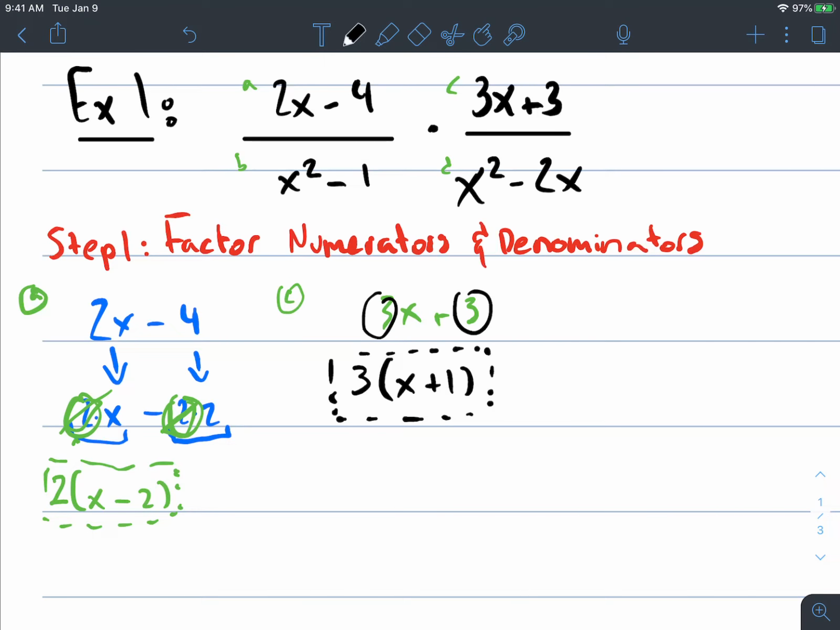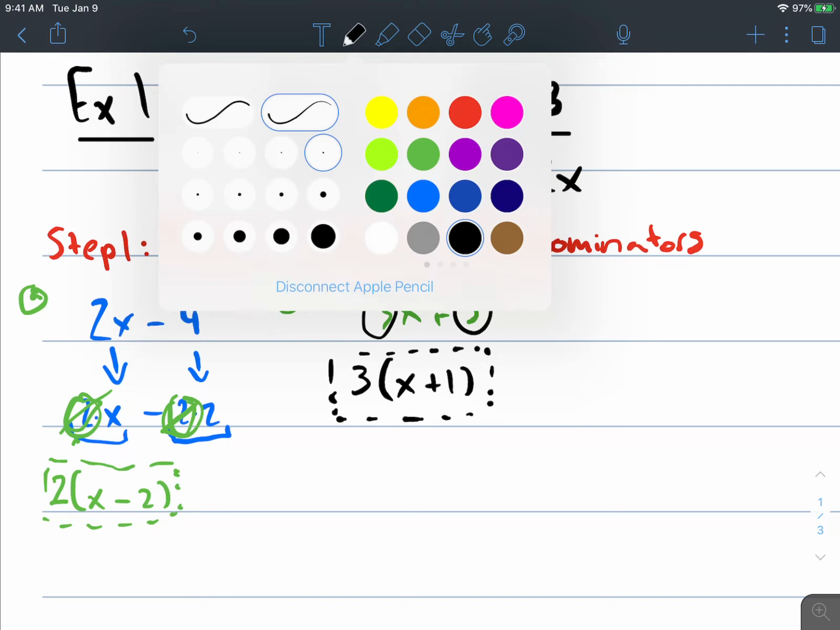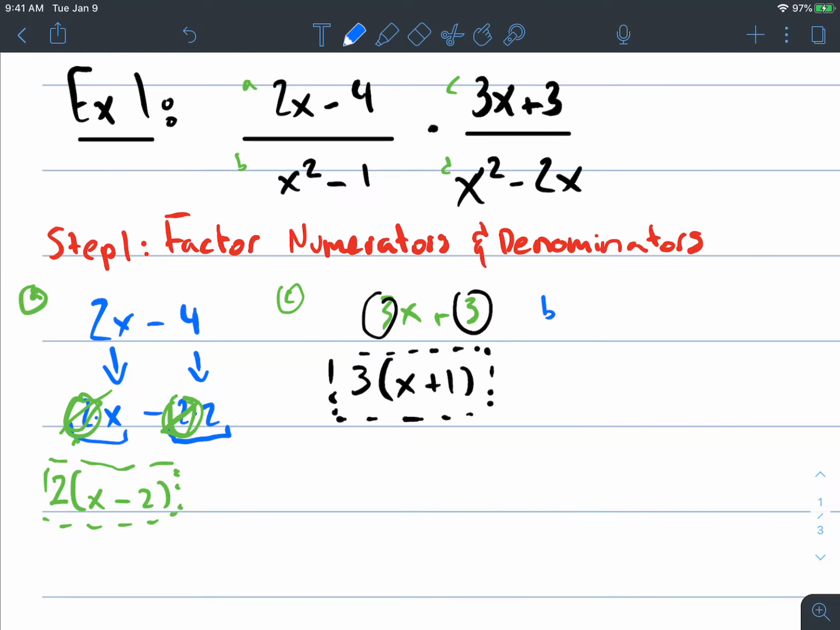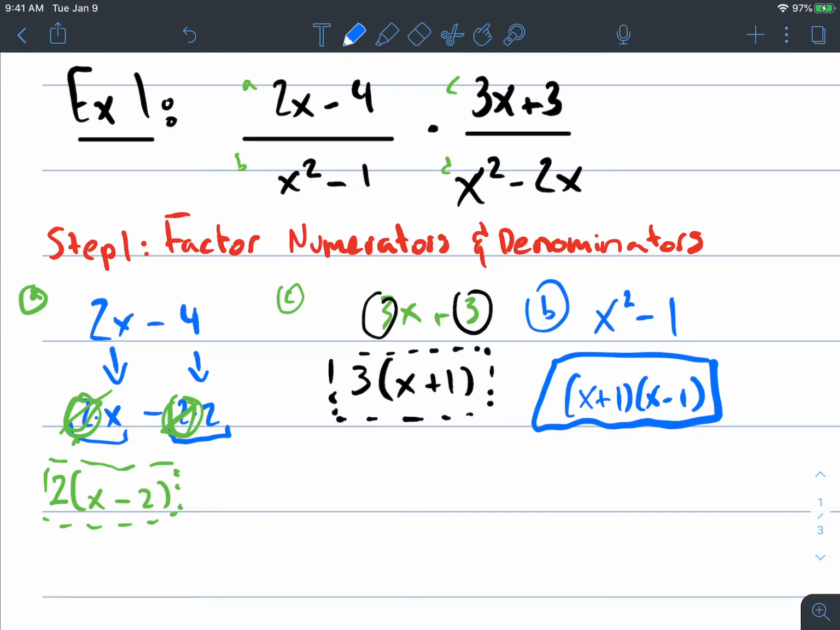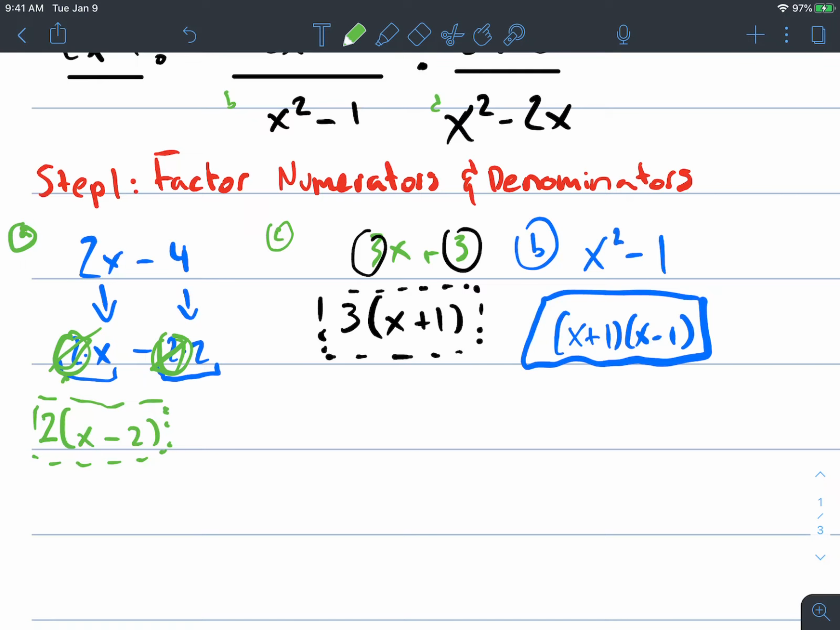These are our numerators. Now we're going to look at B, which is x squared minus 1. This is a difference of squares, so we know we can break this up into x plus 1 times x minus 1. If you don't know how to get this answer, you have to go back and review, because you should be able to do this by now. We've had enough practice, and I can't be spending the whole video going over this. We have more important things to cover.